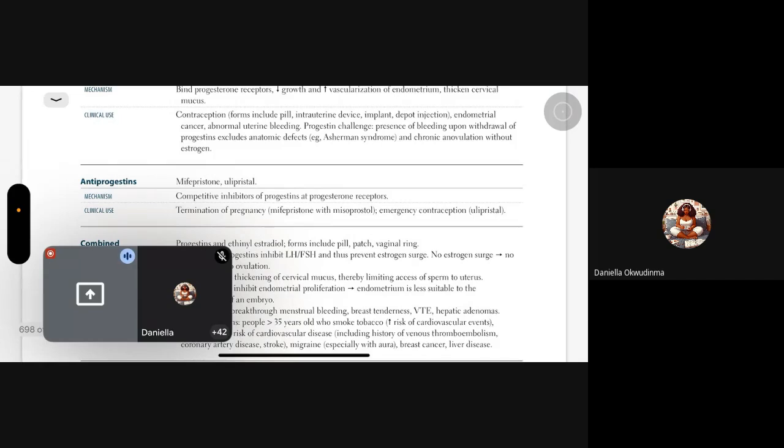So now we'll move on to antiprogestins. Just as we discussed estrogen antagonists, these are the progesterone antagonists: mifepristone and ulipristal. These are competitive inhibitors of progesterone, and they are used for termination of pregnancy. Ulipristal is used for emergency contraception. So what is the difference between termination of pregnancy and emergency contraception? Anyone?